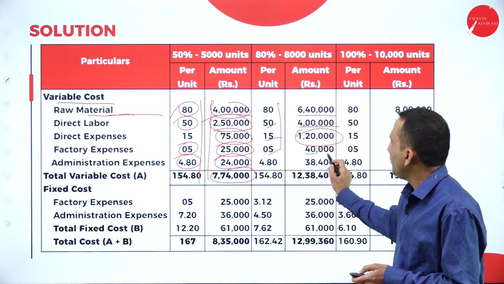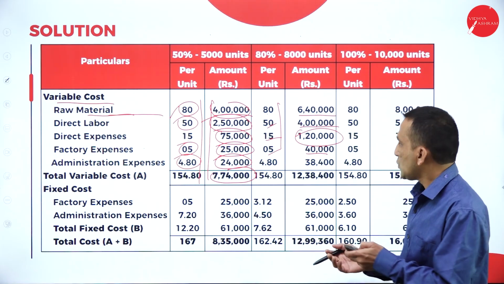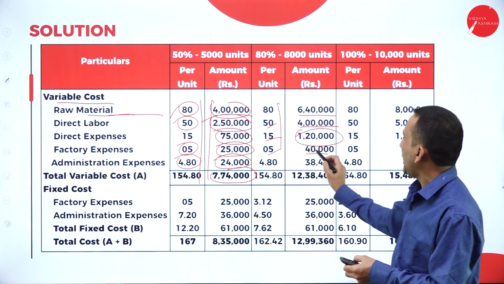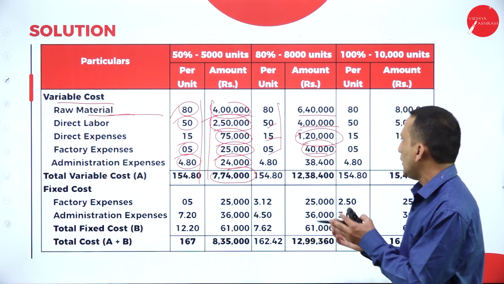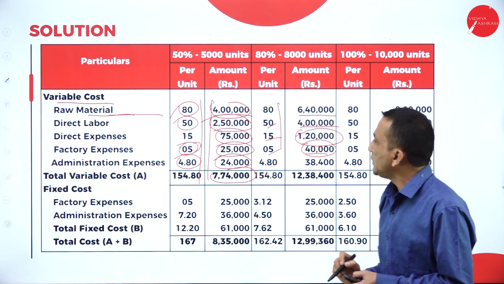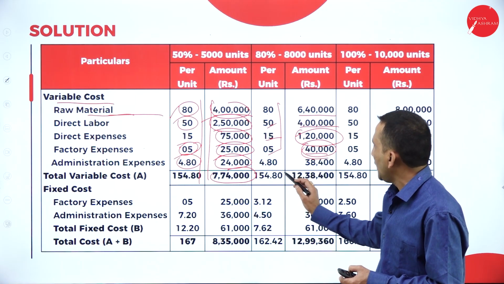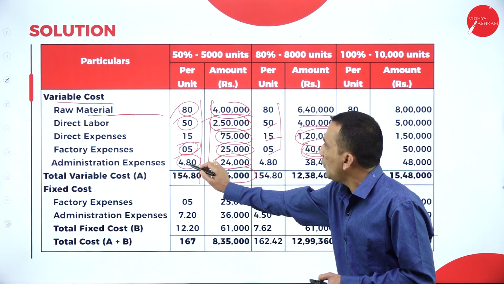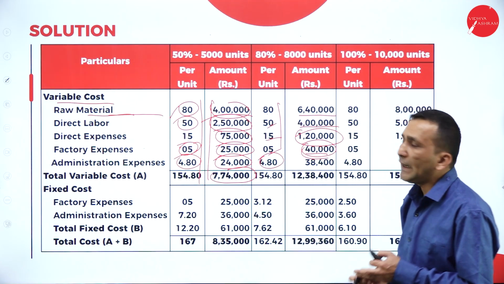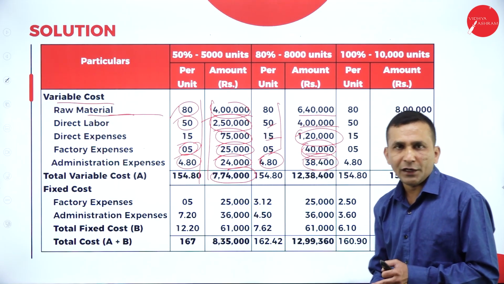Again the same thing, the 40% we are considering because the capacities are increasing. In the question they clearly specified 50%, so obviously the rate is 40,000 divided by 5,000, and if you multiply that rate into 8,000, so obviously 40,000. So here, one more same thing, 4 rupee 80 paisa, as it is applicable for 50% capacity, the same rate is applicable for 8,000 units also. Into 8,000 units, 38,400 we are getting.